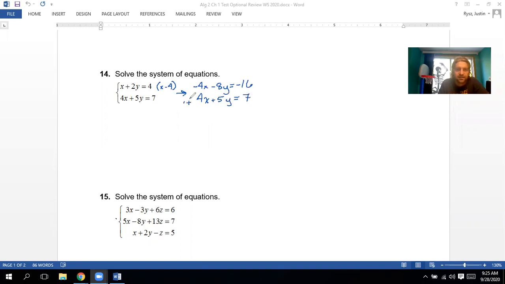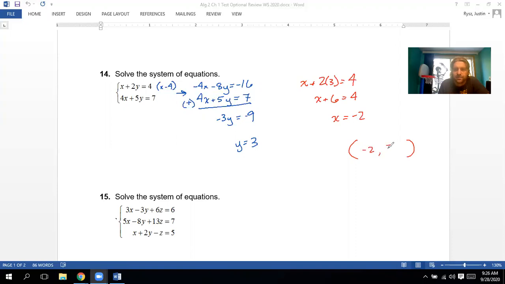Now that we have opposite x's, we can add them together, and those get eliminated. -8y plus 5y is a -3y, and -16 plus 7 is a -9. We can divide here. Y would be 3. What we then need to do is take that value and plug it back in to find any x. So I'll plug it back into the first problem. X plus 2y, or 2 times 3, equals 4. So that means x plus 6 would equal 4. And subtract the 6, x would be -2. So that means our answer, x is -2, y is 3. So these two lines would cross at the point -2, 3.